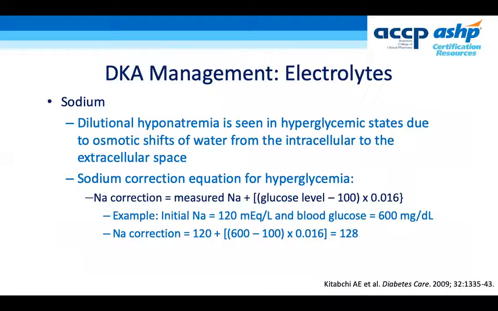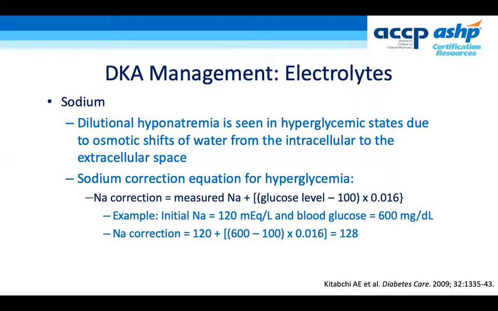So the first component we're going to talk about is electrolytes and their importance in these patients. Sodium derangements are common in DKA. Specifically, there's a dilutional hyponatremia that can be seen in hyperglycemic states because of the osmotic shifts occurring within the body from the intracellular space to the extracellular space. As such, you may get that sodium back and be thinking, oh my goodness, we need to be cautious with our use of fluids and our correction because we don't want to correct the sodium too quickly, when really it's because of that hyperglycemia that it's showing this false low value.